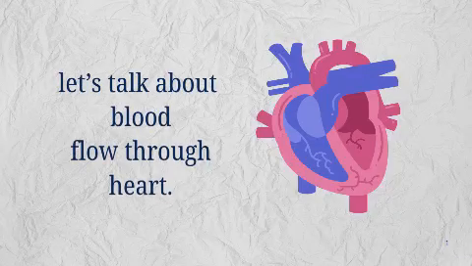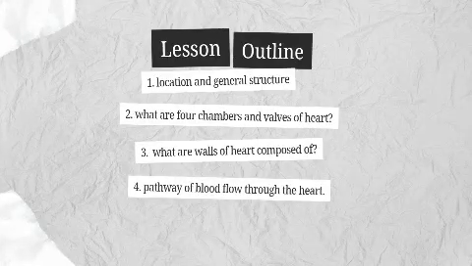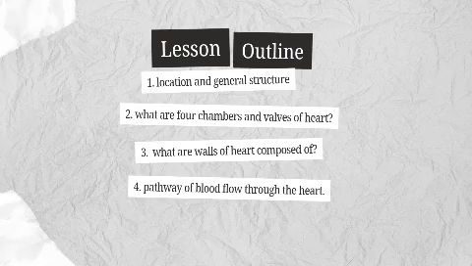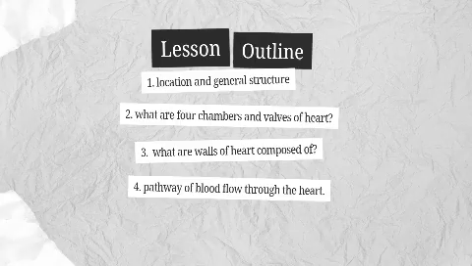Let's talk about blood flow through the heart. These are the lesson outlines: location and general structure, what the four chambers and valves of the heart are, what the walls of the heart are composed of, and the pathway of blood flow through the heart.